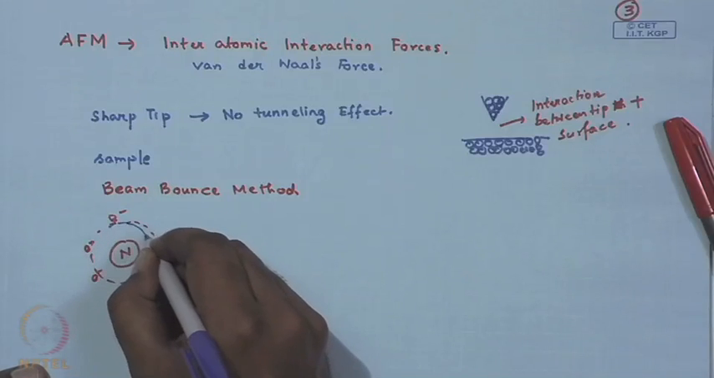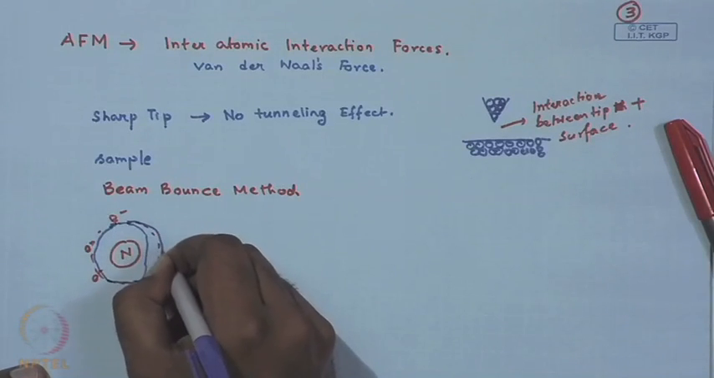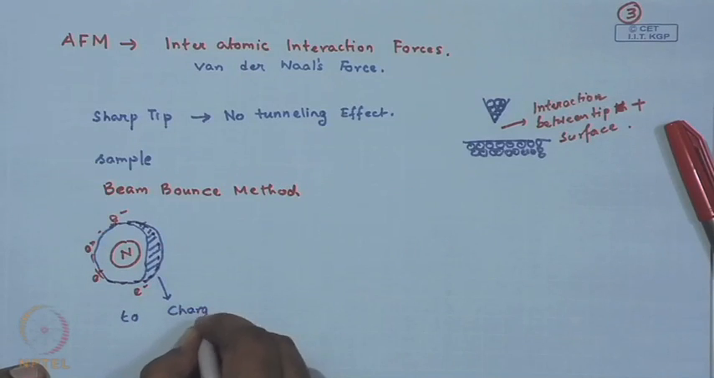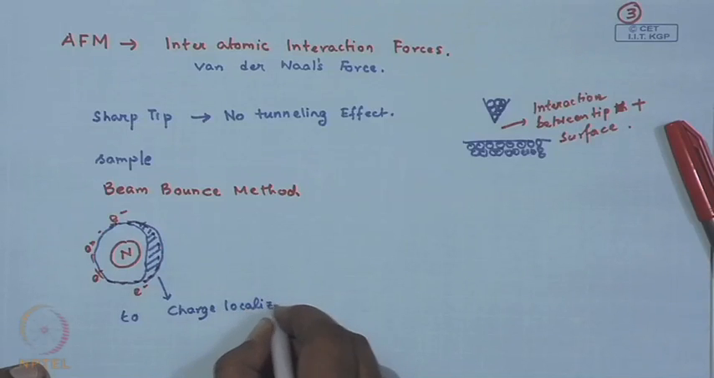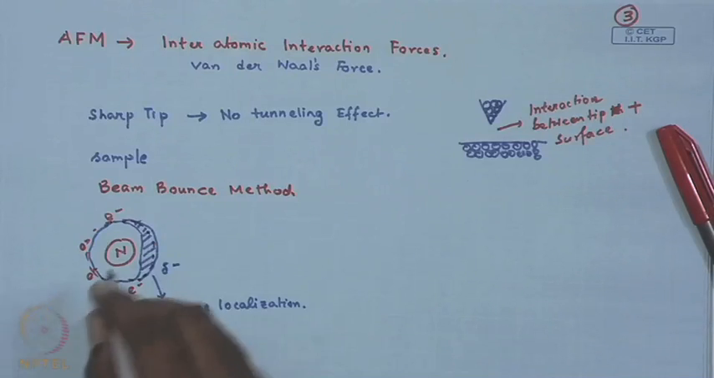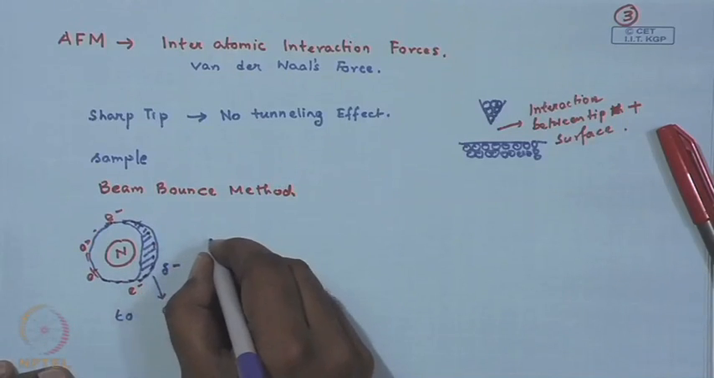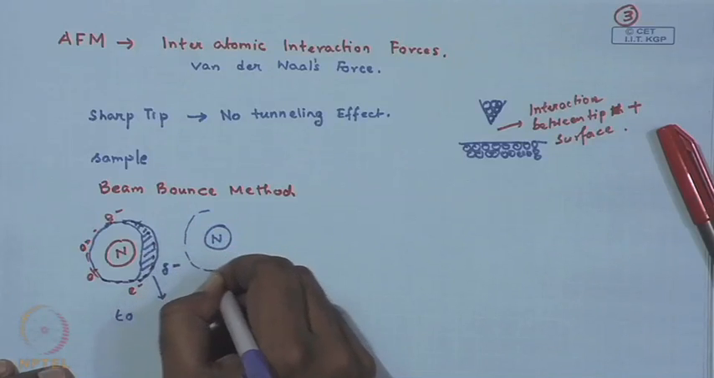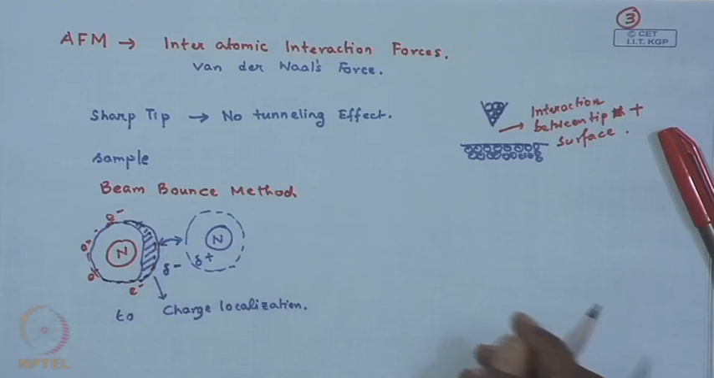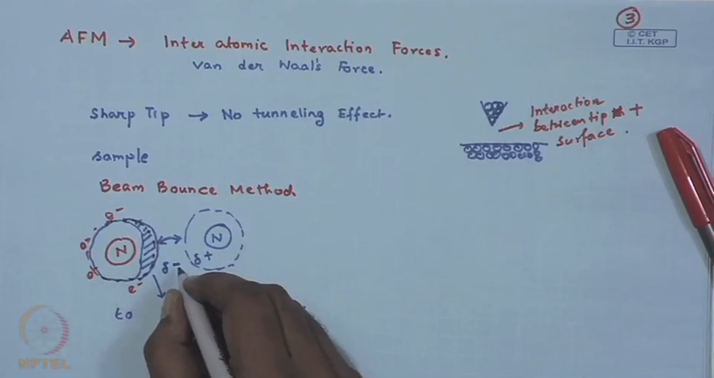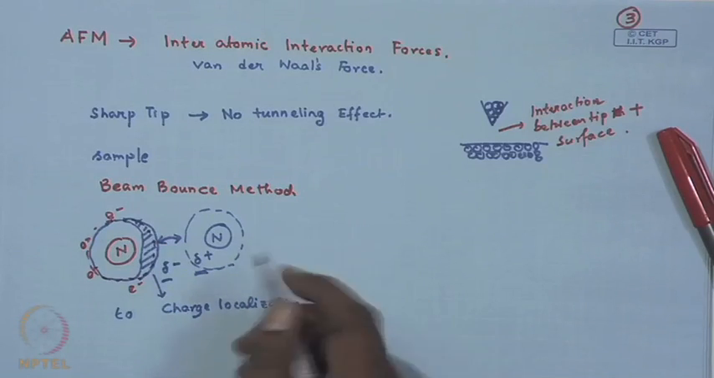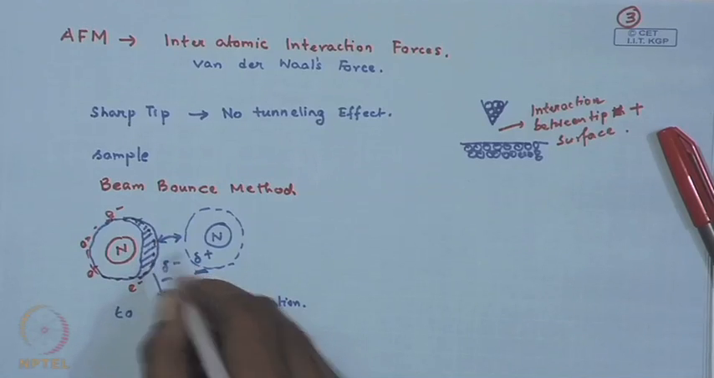t 0, let us say, what happens is there is a charge localization. The moment there is a charge localization, this leads to a delta minus charge which is localized over this area. Now, this delta minus charge induces a delta plus positive charge on the neighboring atom. Okay. And since this has opposite polarity, the nature of interaction is always attractive. But this delta minus is a temporary localization.